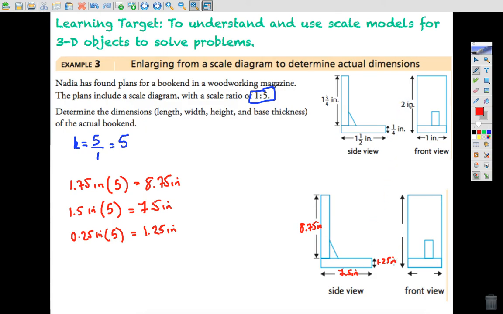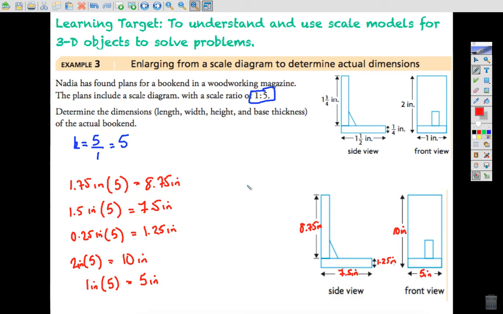Then you can see we have a 2-inch measurement here. So we've got 2 inches multiplied by 5, and I'll keep my units. That's giving me 10 inches. So this is now 10 inches. And lastly, we've got 1 inch. So 1 inch scaled up by a factor of 5 gives us 5 inches. And so we end up with 5 inches.